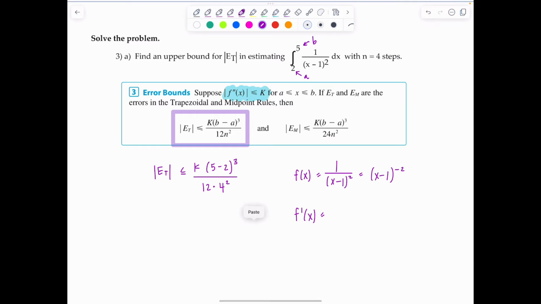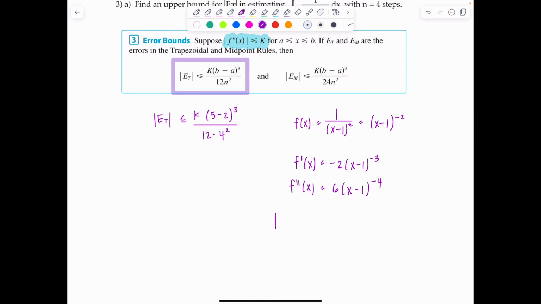f prime of x is going to be negative 2 times x minus 1 to the negative third. And then the second derivative is 6 times x minus 1 to the negative fourth. Okay, now I want to look at the absolute value of this second derivative. So I'm going to rewrite it now as 6 over x minus 1 to the fourth. And I'm noticing I don't need to put absolute value bars because the numerator is positive, and then the denominator is being raised to the fourth. So that's not going to be negative ever.